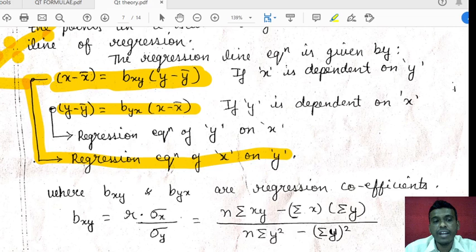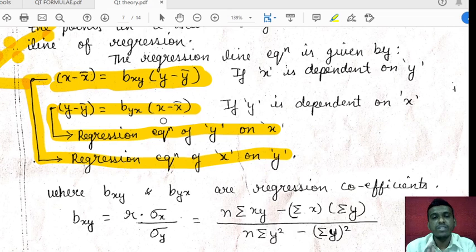This signifies the regression equation of y on x, that is, y is dependent on x. In simple terms, if x is dependent on y, we call that line x on y, and if y is dependent on x, we call it y on x. If it is y on x, then we write all y variables first and then x variables. If it is x on y, we write x variables first and y variables next. Similarly, we have different regression coefficients for both equations: bxy is for the x on y line and byx is for the y on x line.